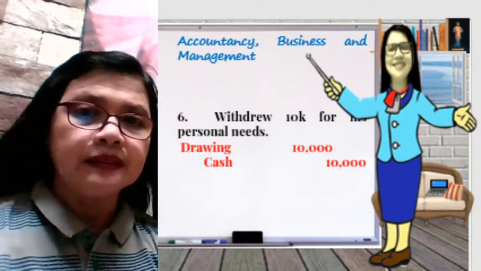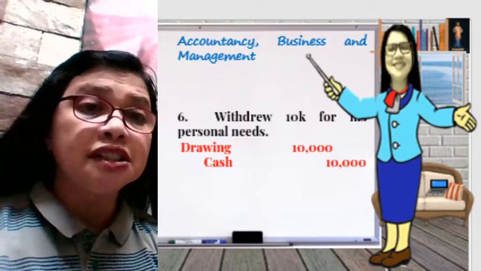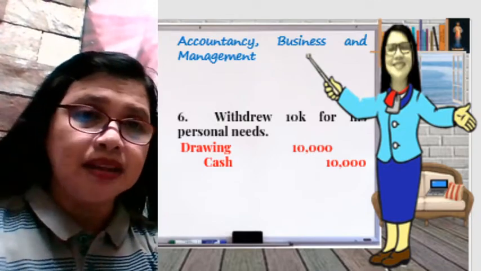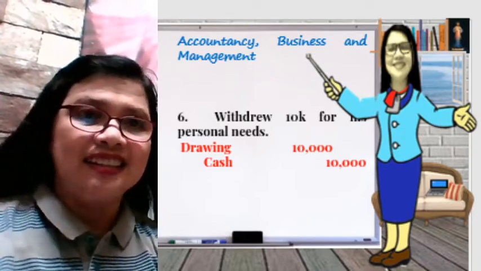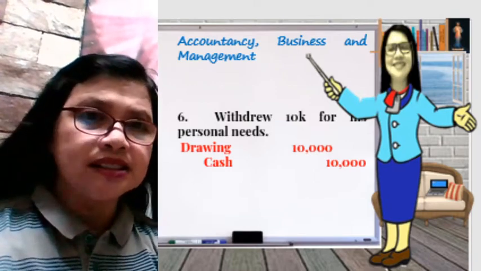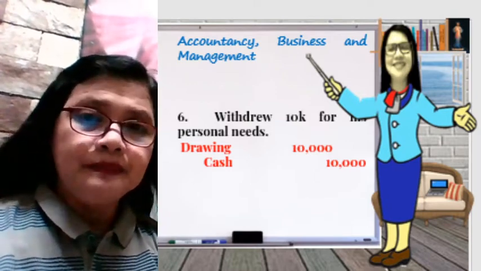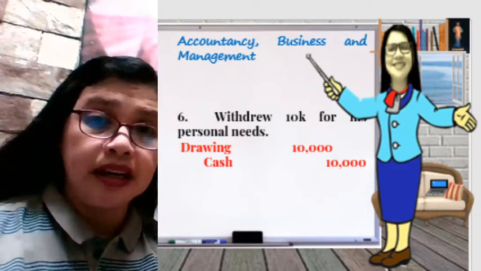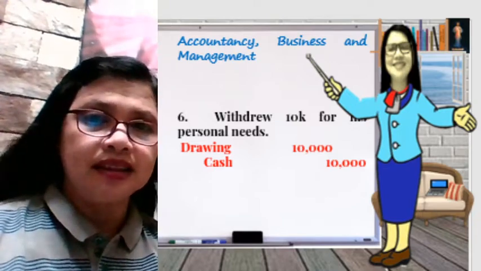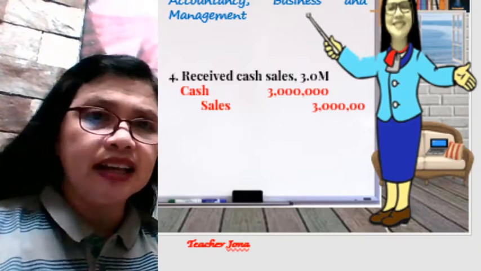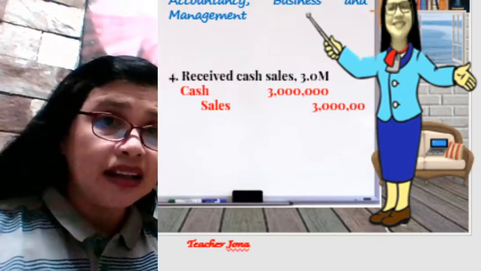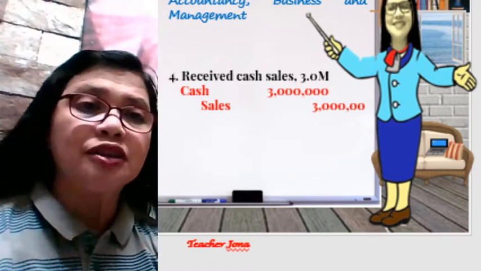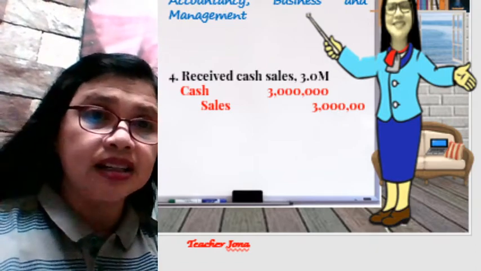So, credit cash. Then we have withdrew 10K for his personal needs. So, that's a drawing account. So, debit drawing because that's the normal balance of drawing, and credit cash again. So, more on cash transactions because I want to show you the difference between the direct and indirect approach. I think we're doing here the direct approach cash flow statement. Next we have received cash sales 3 million. So debit cash 3 million and credit sales 3 million because sales has a credit normal balance. Again, that is a cash transaction.